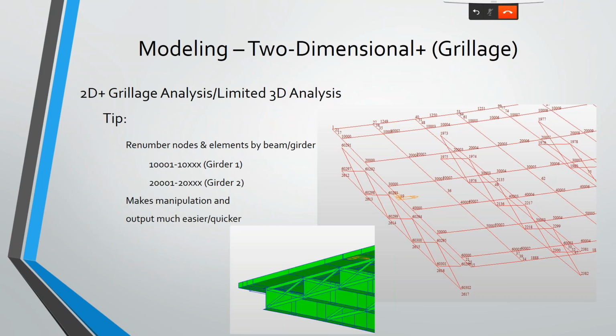So here's what that looks like. You'll see that I've numbered my elements. This is a really highly recommended thing to do, mostly for your output and manipulation. I typically try to do the 10,000 series as girder 1, the 20,000 series as girder 2. That way you can quickly go in and isolate those girders when you want to run your analysis or look at moment diagrams, that sort of thing.